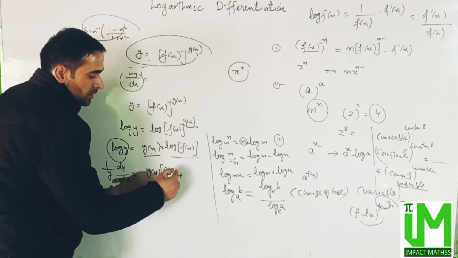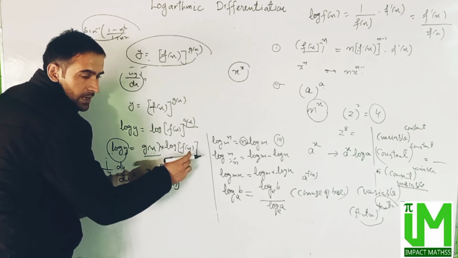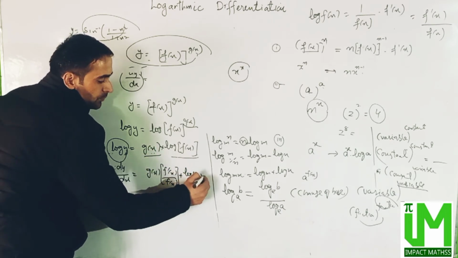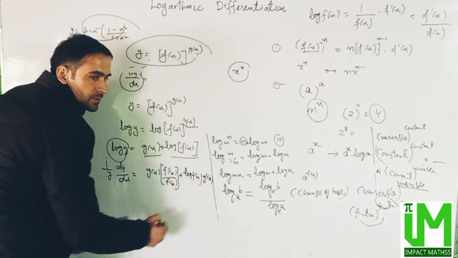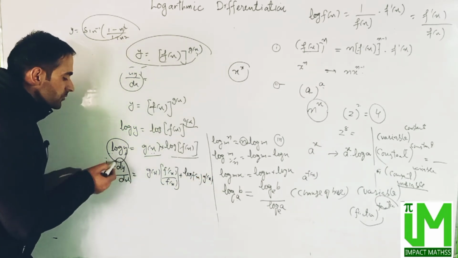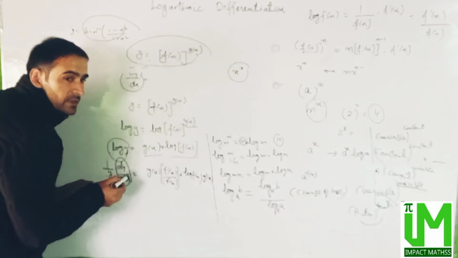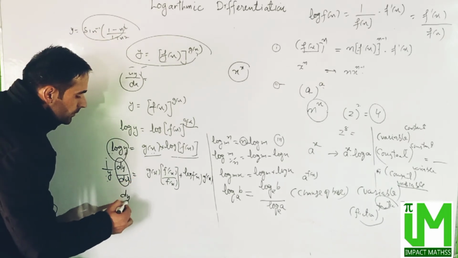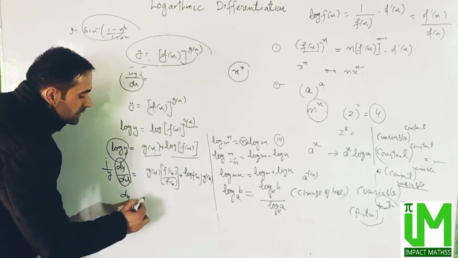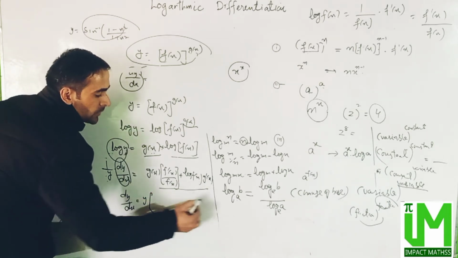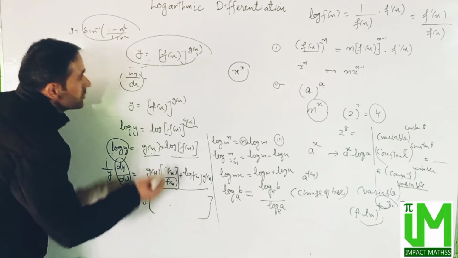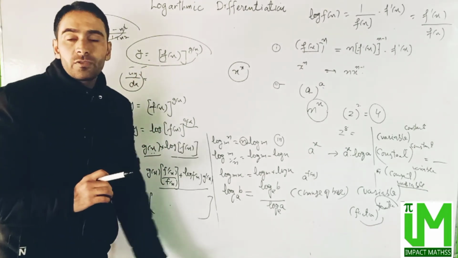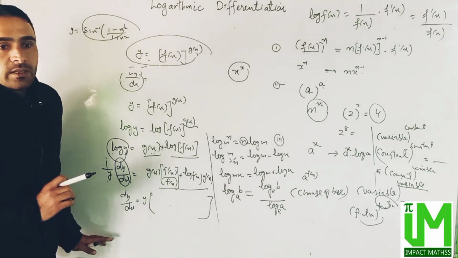Plus this function will be as it is, log of f of x into g dash of x, the differentiation of g of x. But if we have to find dy by dx, what will be the value of dy by dx? y is the whole thing, so dy by dx is equal to y times this whole thing. Here y is f of x raised to the power g of x, and we will be able to find the derivative dy by dx.